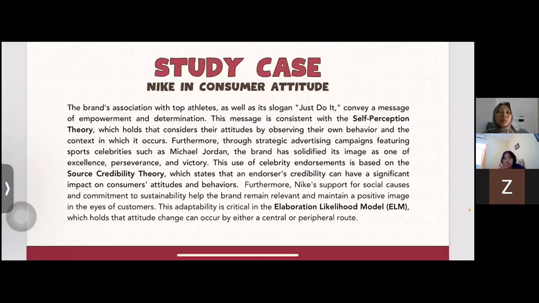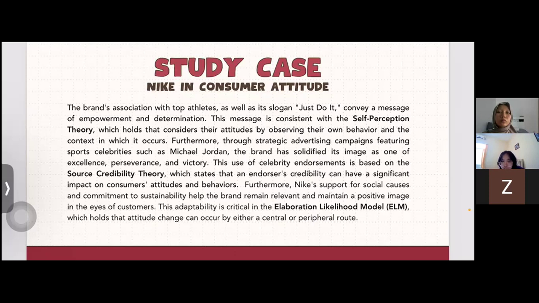And this is the case study, Nike in consumer attitude. The brand's association with top athletes, as well as the slogan Just Do It, conveys a message of empowerment and determination. This message is consistent with the self-perception theory, which holds that consumers form their attitudes by observing their own behavior and the context in which it occurs.